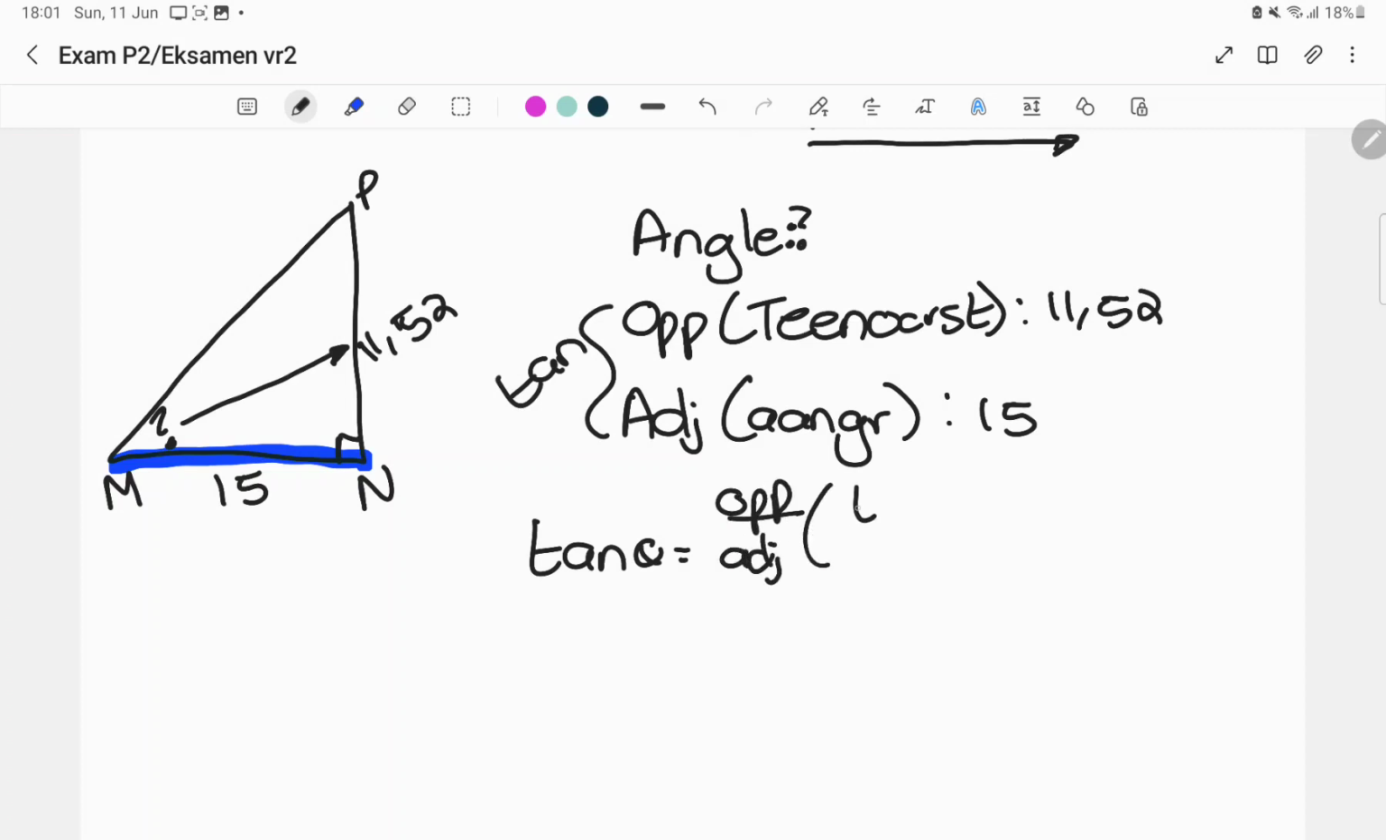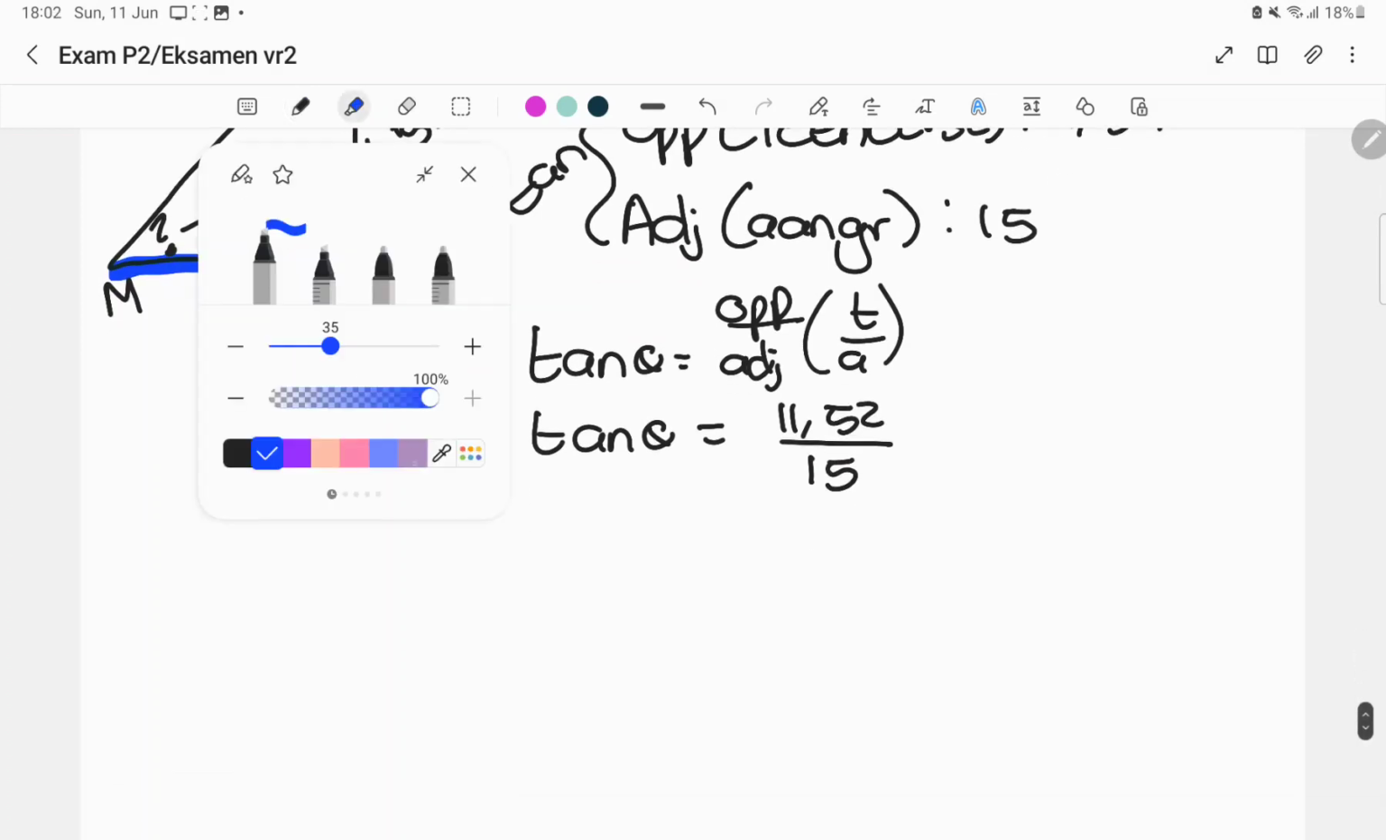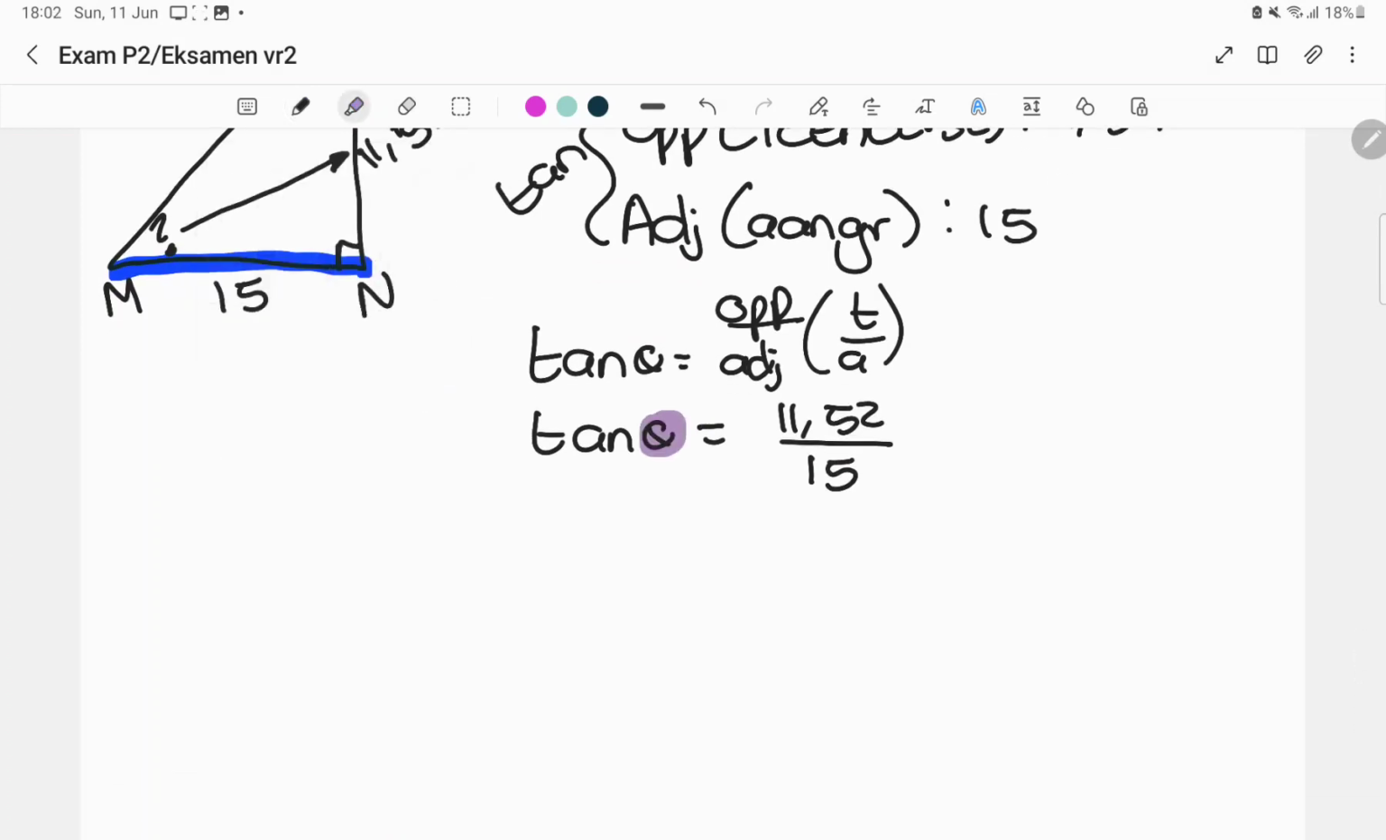So dis my teenoorstand op my aangrensend. So I don't have an angle, so it remains theta for now. So my opposite side is 11,52. My teenoorstaande sy is 11,52. My adjacent side of my aangrensende sy is 15. So now what do I want to work out? I want to calculate for theta.